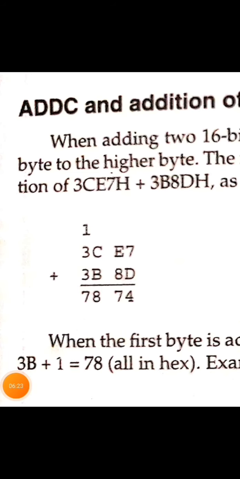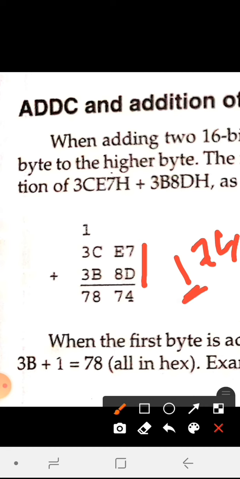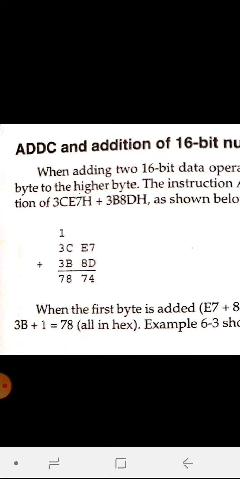Now we are particularly saying add with carry, which means first we will perform the addition on the lower order byte. When we add E7 plus 8D, the answer will be 174, where 1 is the carry. This carry will be taken into the next stage for addition with the higher order bytes. The higher order bytes are 3C plus 3B. With that we will add the carry, so the answer will be 78. That is what addition with carry, ADDC, is.